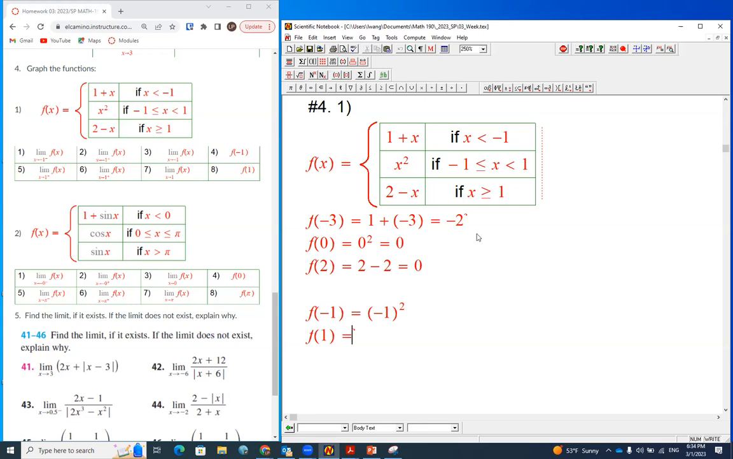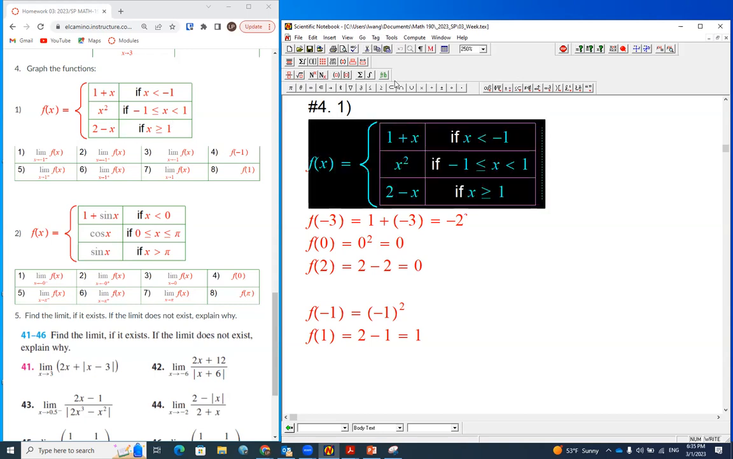So if I want to evaluate f of 1, what do I do? Well, I will be looking at which interval 1 is in. 1 is not in this interval; 1 is in this interval. Therefore, I'll be using 2 minus x. x is 1, so 2 minus 1 equals 1. And oftentimes our questions come at the border.